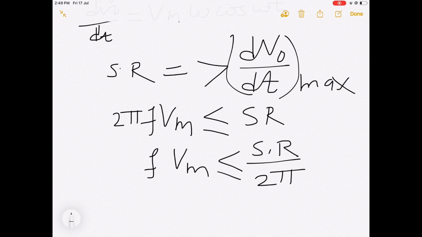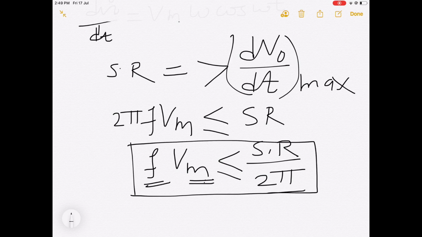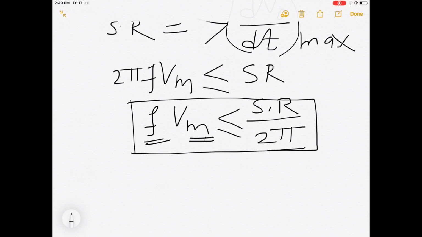So what does it show? It shows that there is a trade-off between frequency f and amplitude Vm. In other words, Vm must be sufficiently small to operate at higher frequencies. This trade-off can be concluded from this equation. So frequency and Vm have a trade-off between them.